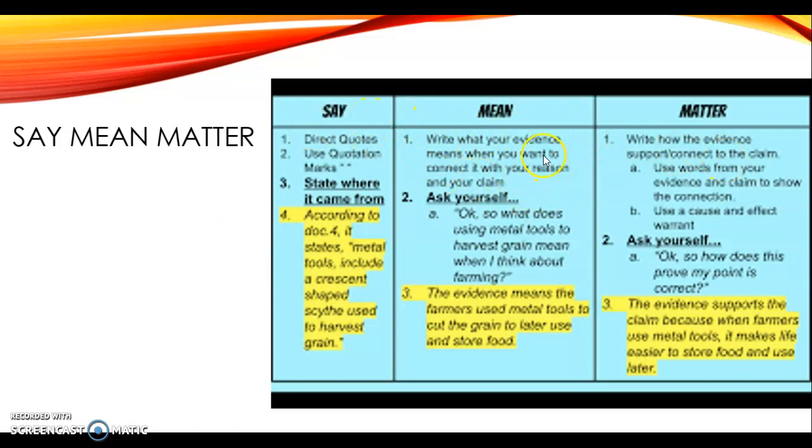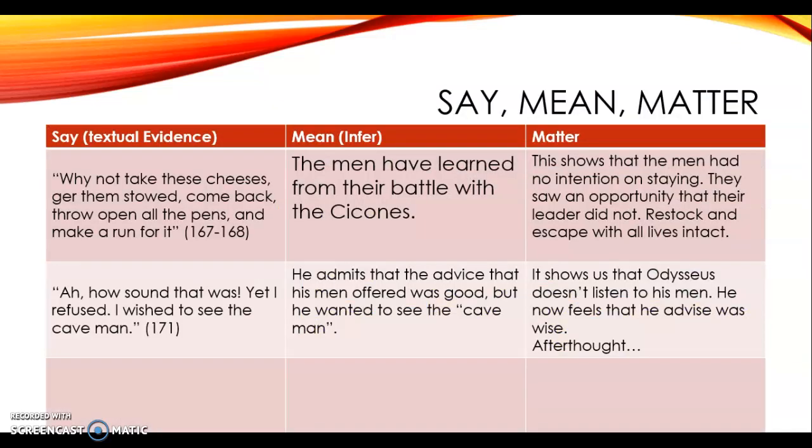What does this evidence mean? What do you want us to connect to with your reason? How does it connect to your claim? And then matter. Why is it important? I will drop some information in your Google Docs tonight. So say, mean, matter. This is my example of say, mean, matter. You could pause this. We talked about this in class.